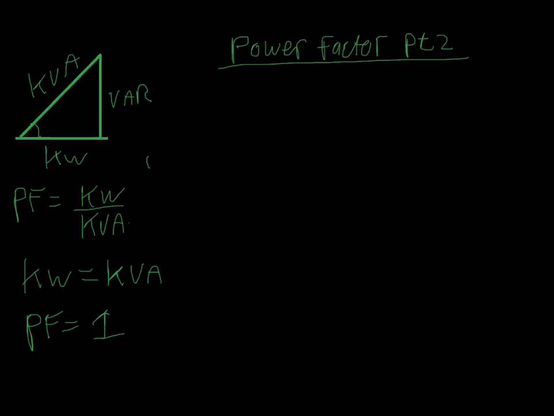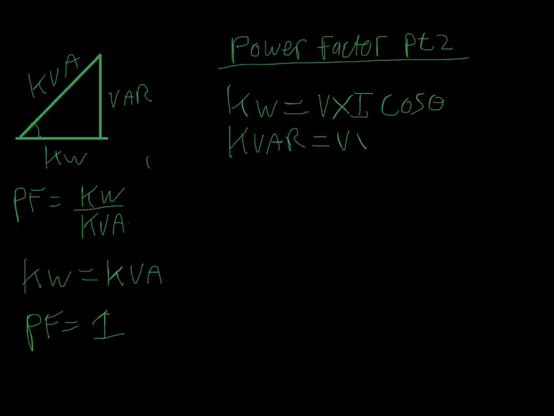And we can even run that through some of our formulas here, because what is our kW? Our kW is VI, voltage times current, times the cosine of theta. Our reactive power is equal to VI, voltage times current, times the sine of theta, and our apparent power is just equal to V times I. Well, if our power factor is 1, what does that mean?